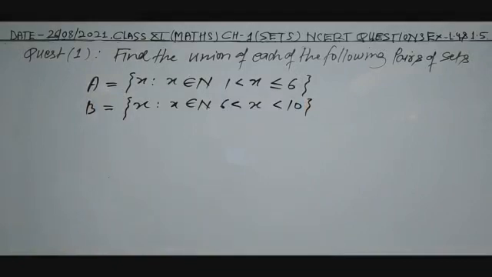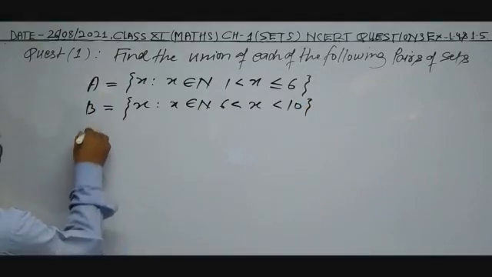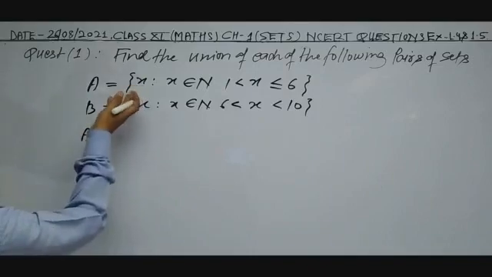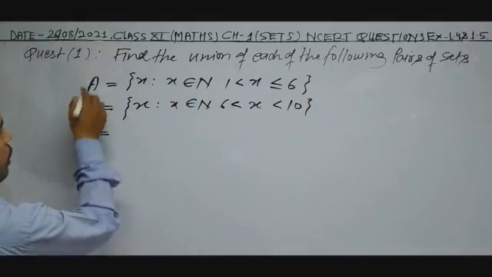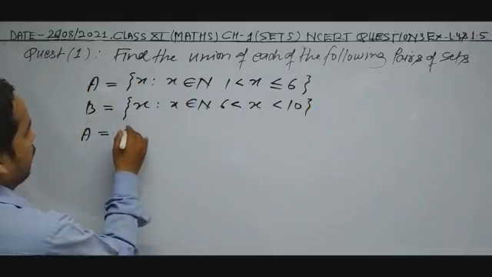Now we have to find out A union B. So A union B elements. First of all, this is the standard format given, and now we are going to convert it into a roster format or a tabular form.